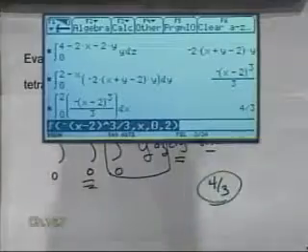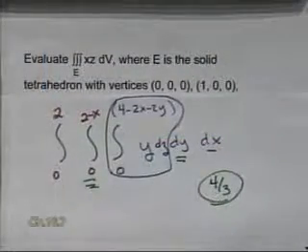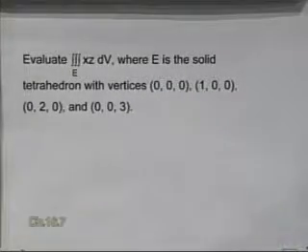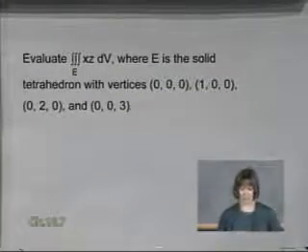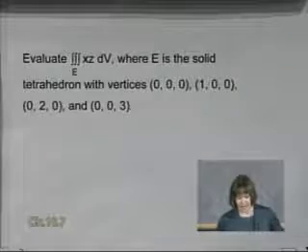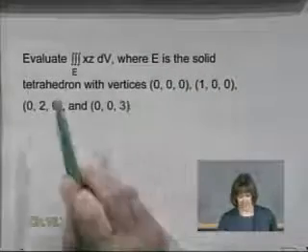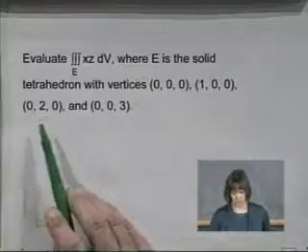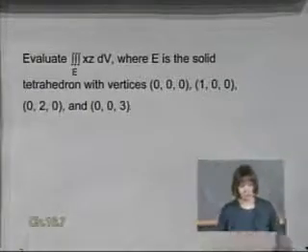Okay? I do think those tools are very, very helpful just because there's so many places that you can get bogged down and it's hard to find your mistake. Okay, let's look at this one. The integral of xz dv, where E is the solid tetrahedron with vertices 0, 0, 0, 1, 0, 0, 0, 2, 0, and 0, 0, 3.